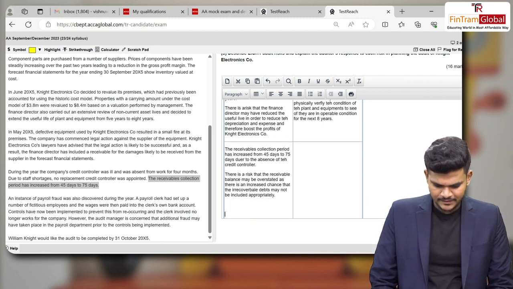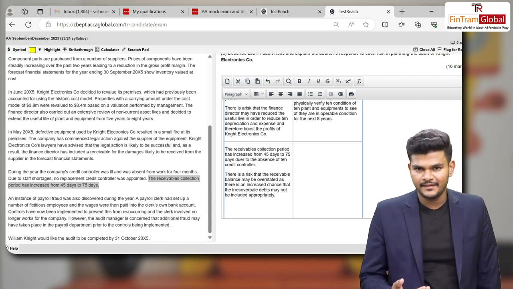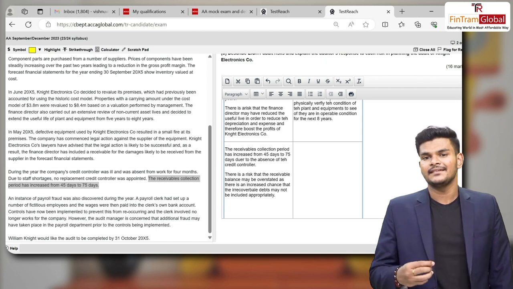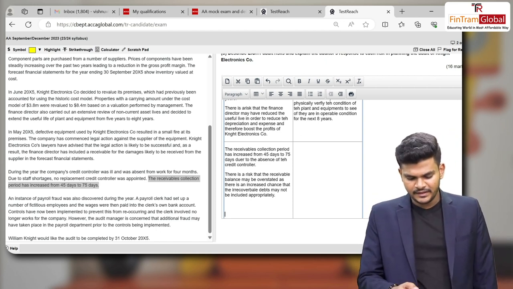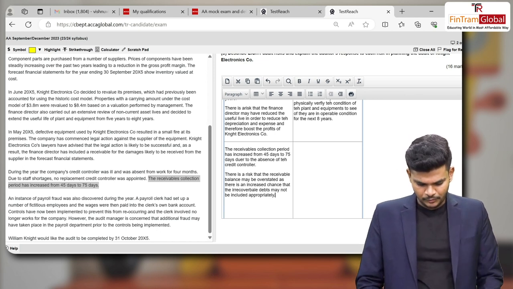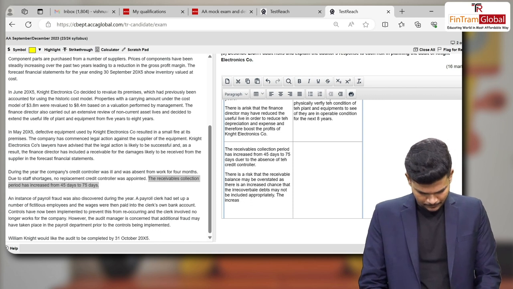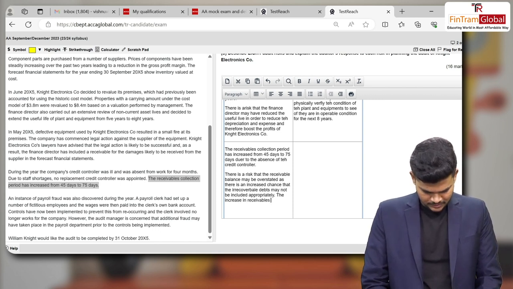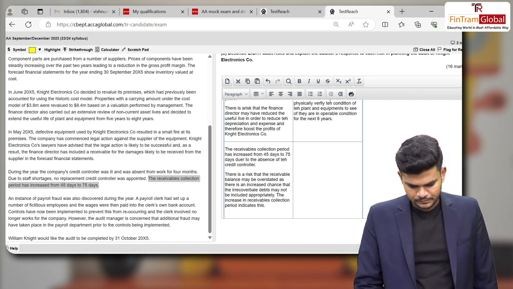Okay, folks, so that's basically the idea, isn't it? Because there would be an overstatement in the receivable balance and therefore an overstatement in the asset, since they may not have considered the irrecoverable debts appropriately. And the increase in receivables collection period indicates this. Simple as that.